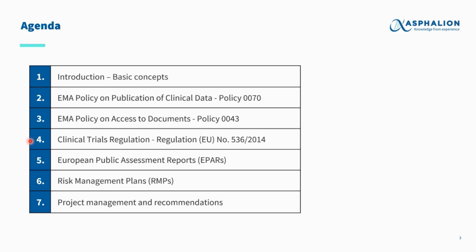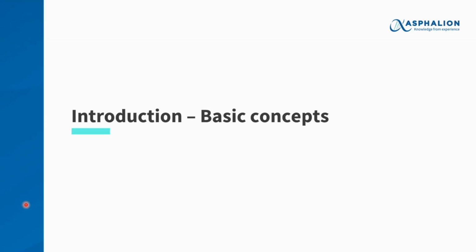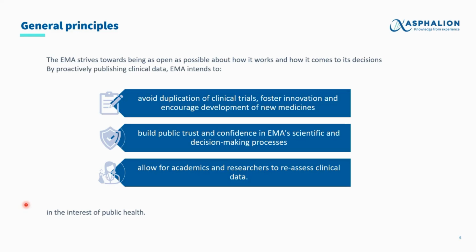Then I will also talk about the clinical trials regulation and the requirements in transparency and data disclosure for clinical trials in the European Union under the new regulation. And then in the end, just a bit of information about the European public assessment reports and the risk management plans that are disclosed to the public and that also need to be processed before disclosure. And then at the end, some recommendations and an overall review of project management of these data disclosure and transparency procedures. So, starting with the basic concepts.